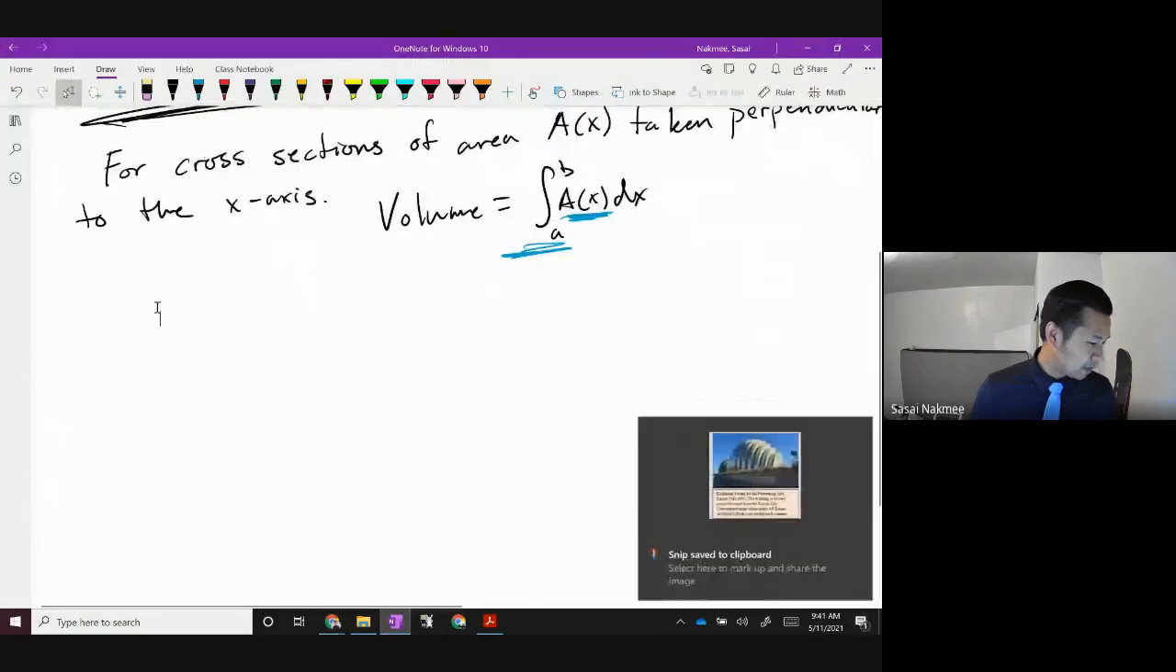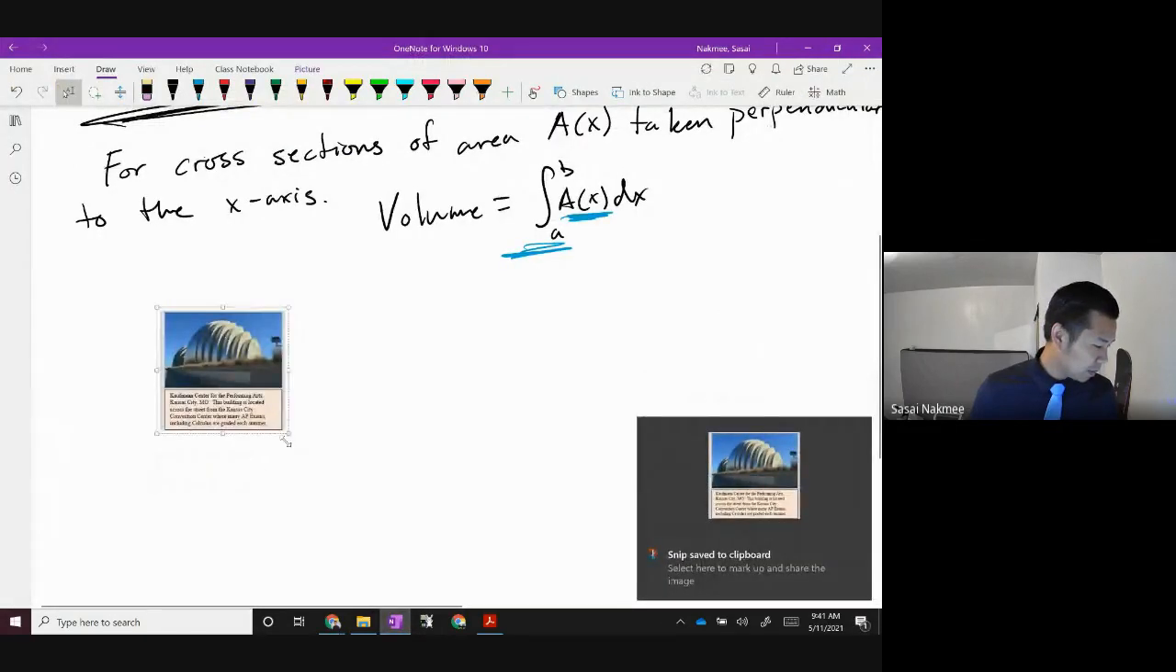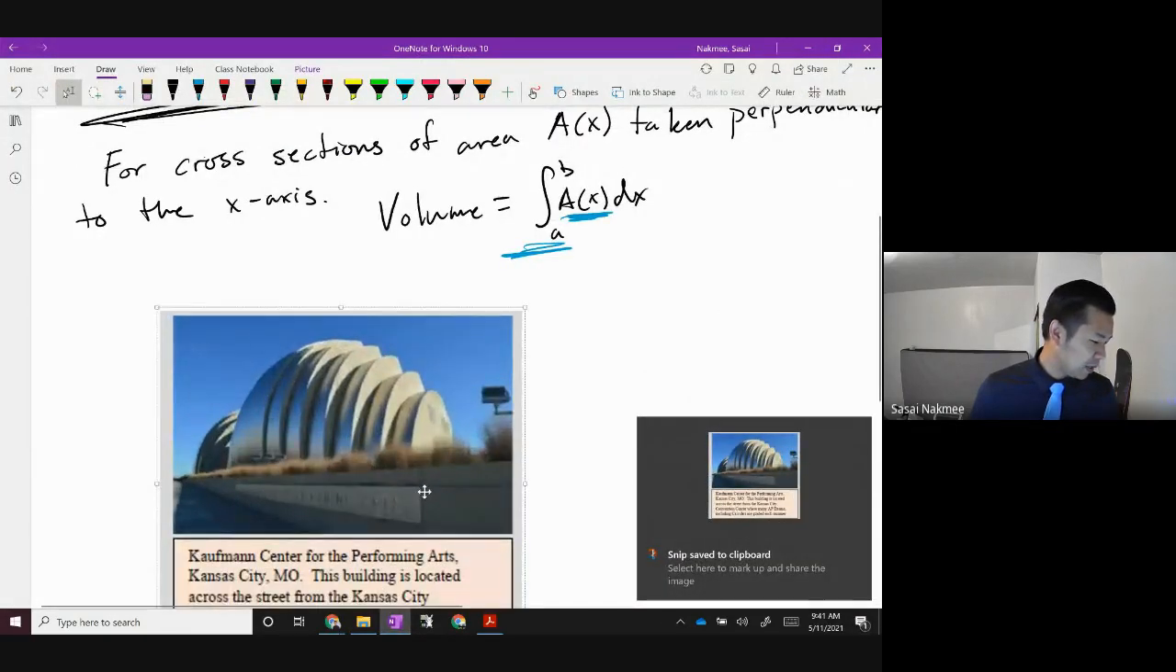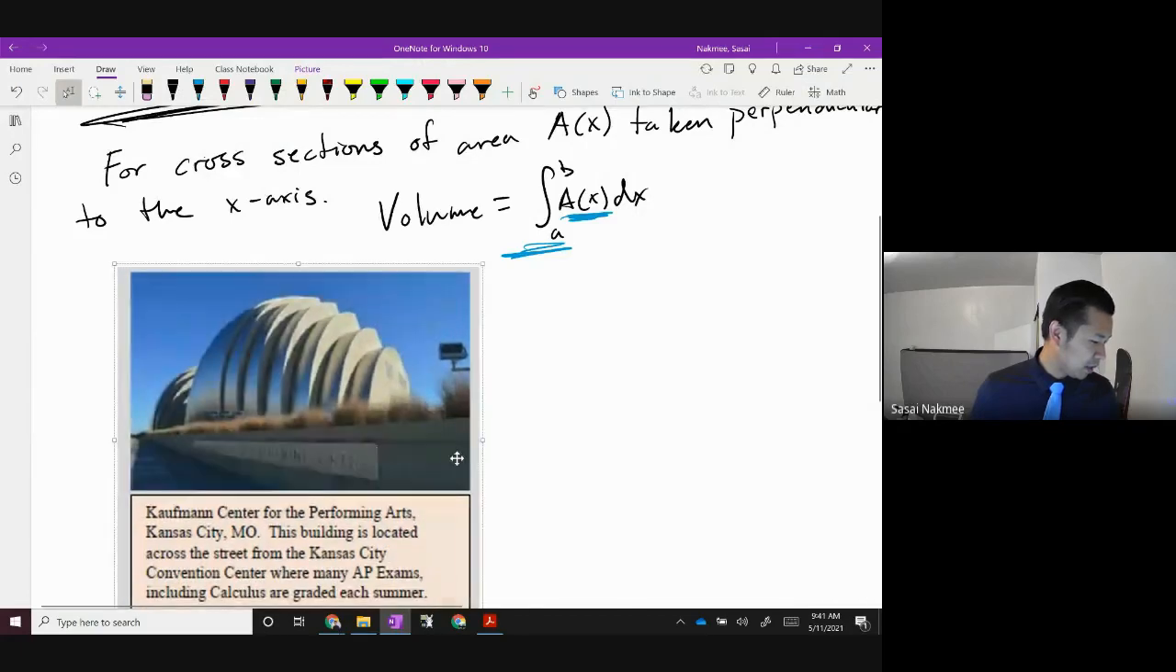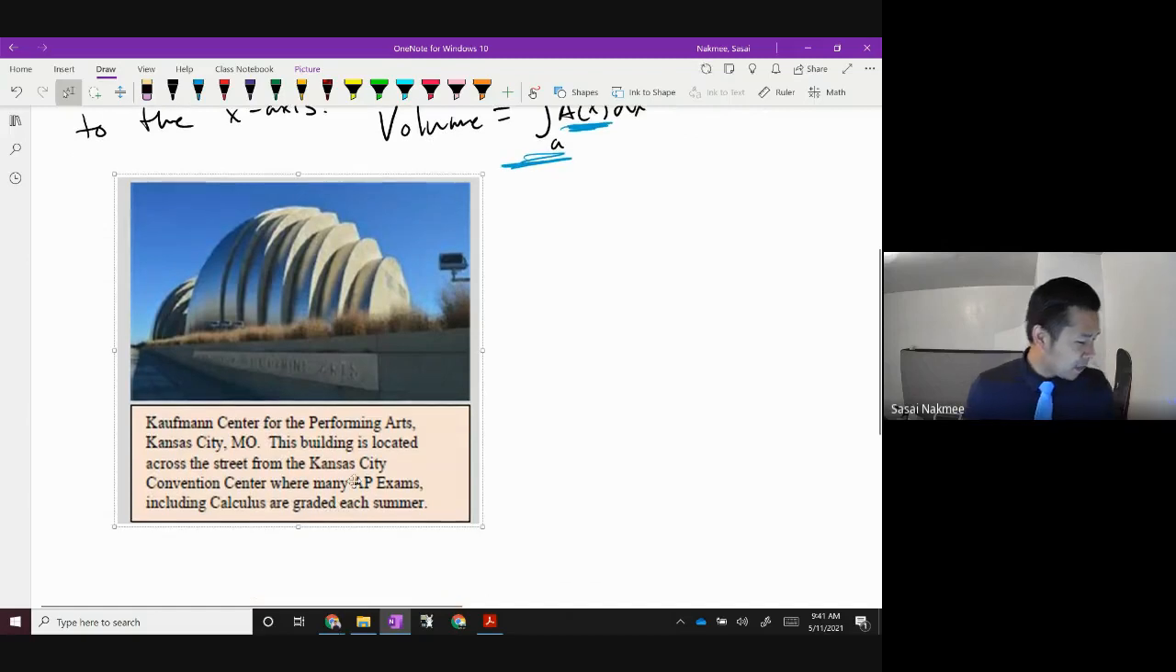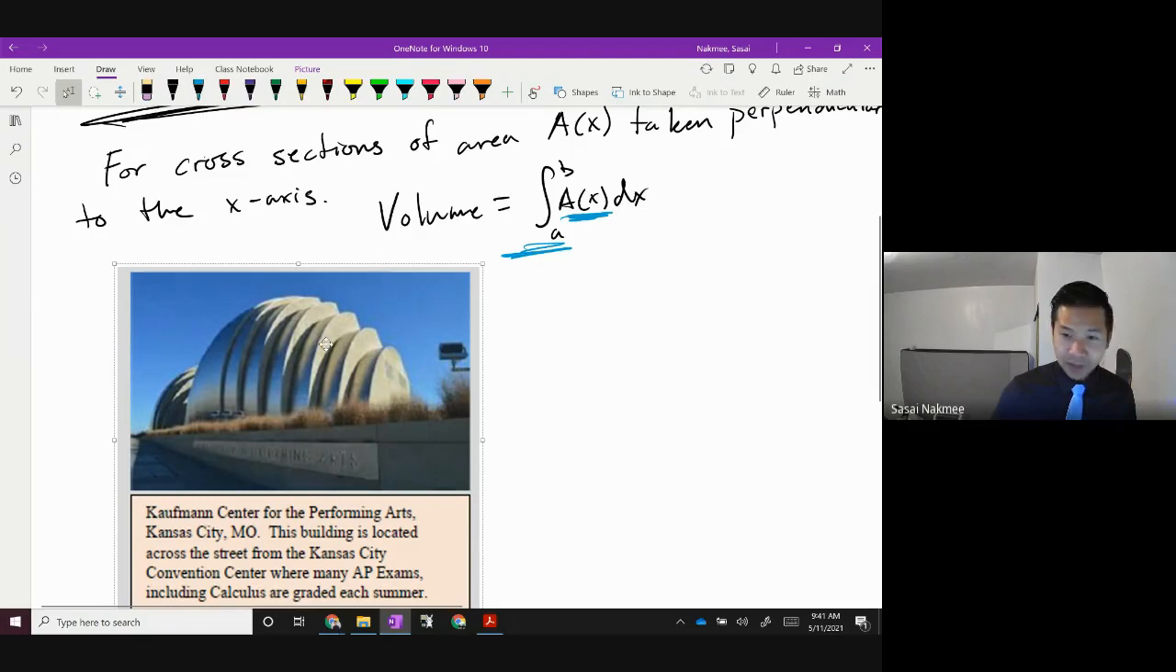Check this out. Let me make that a little bit bigger. This center in Kansas City, the Kauffman Center for the Performing Arts. Look at this building. You see the cross sections here? Those cross sections are not squares, though. Those cross sections are what? Can anybody tell me? What do you guys think that cross section is?